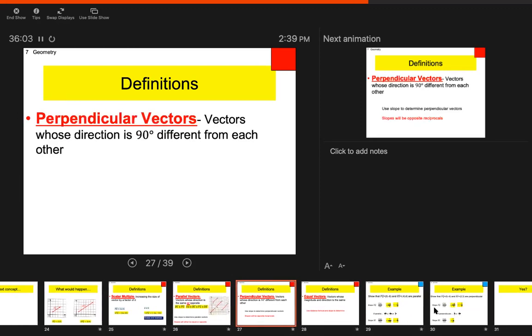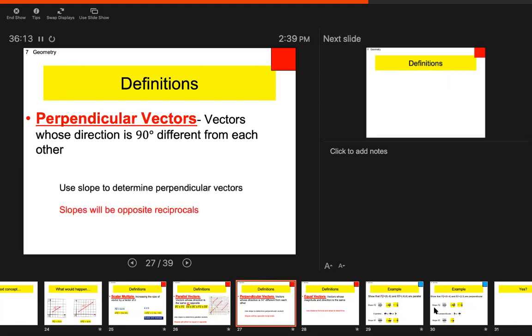Okay, we have to talk about perpendicular vectors. These are vectors whose directions are 90 degrees different from each other, as the name would imply. Once again, from the previous class, remember that slopes that are opposite reciprocals of one another are perpendicular. It's going to be the same thing for vectors. When you calculate the slopes, if they're opposite reciprocals, they're perpendicular. There's really nothing different from lines. It's just segments, pretty much.